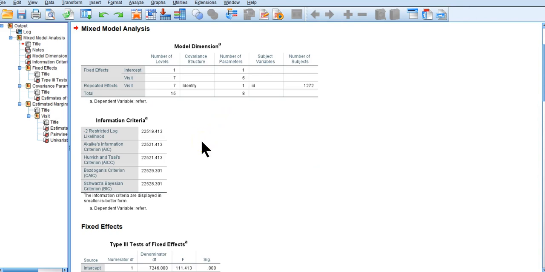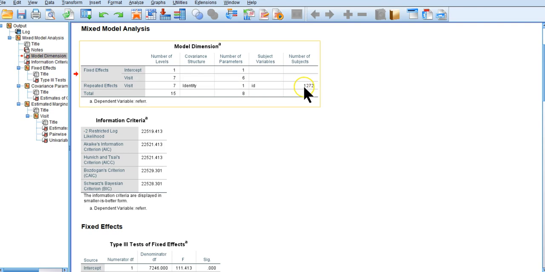And we get this structure. We look here, there is only one parameter that we have to worry about in terms of our repeated effects. So there's only the one variance. That's what that's talking about. There are 7 visits, so for each of those means, it's 7 minus 1, or 6. Then we have an intercept term, and we have a total of 8 parameters that we're estimating. Number of subjects, 1,272.